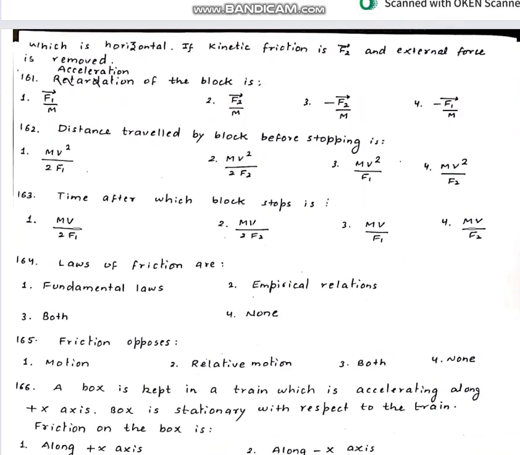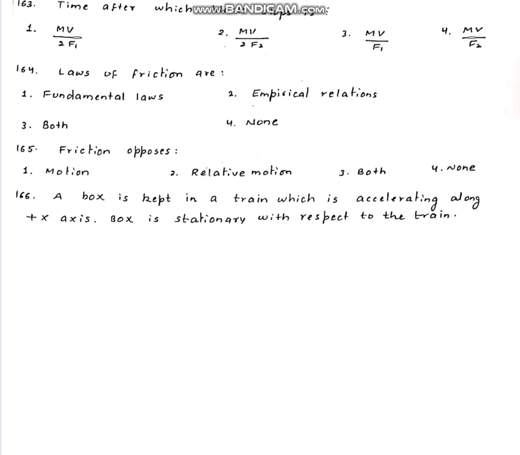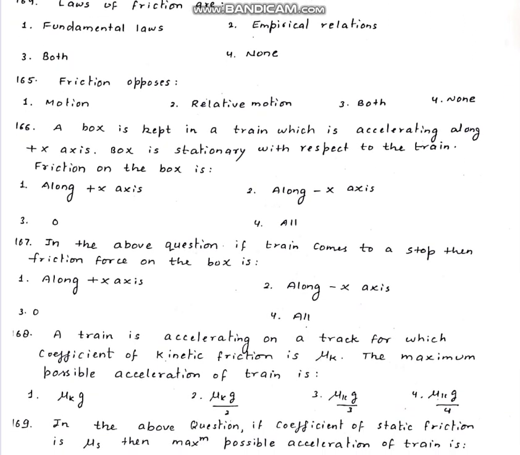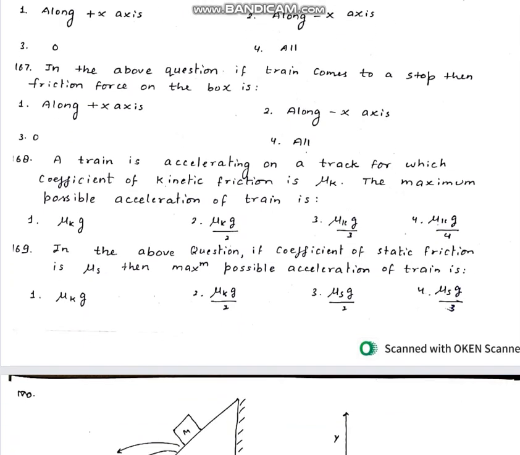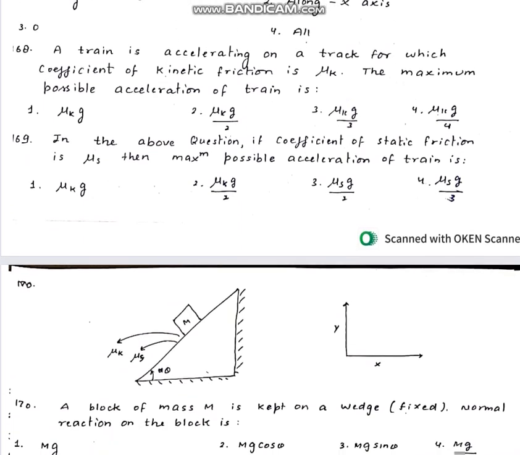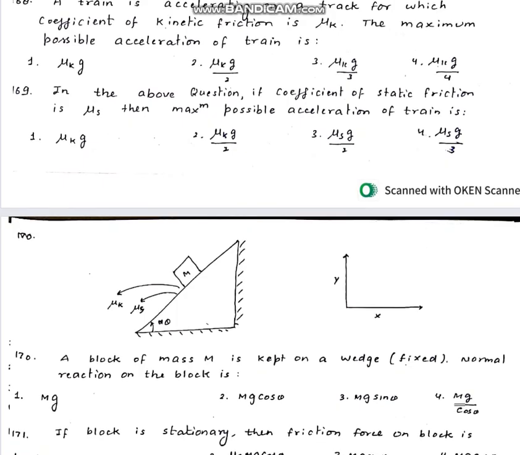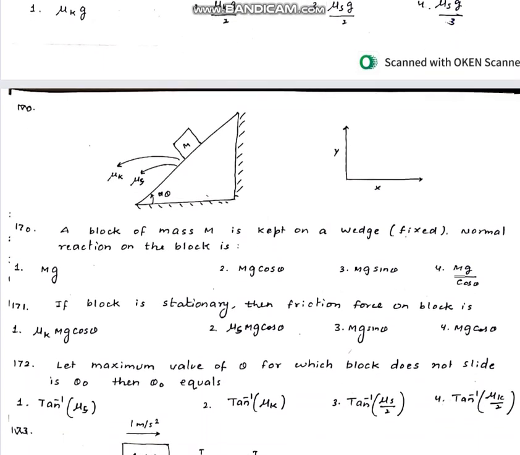Then we have a question based on that. Forces are given, kinetic friction is given, the external force is removed. We need to find the acceleration of both, the distance traveled, and the time after which it stops. Then we have laws of friction. Then we have a question based on a train which is accelerating, and we have to find the friction on the box. Next, if the train stops, then the friction force on the block. Then we need to find the maximum possible acceleration of the train.